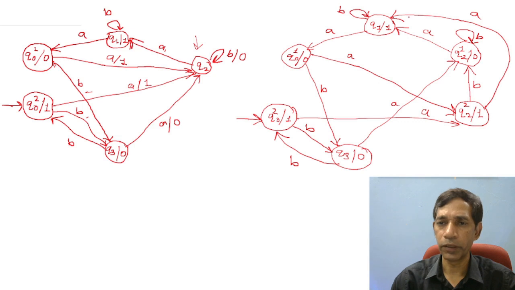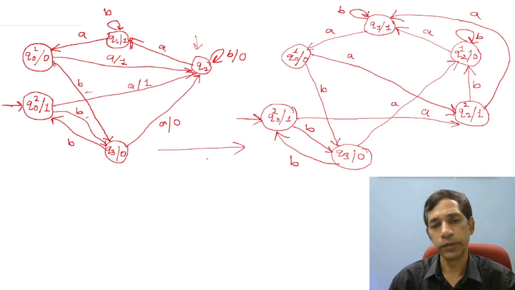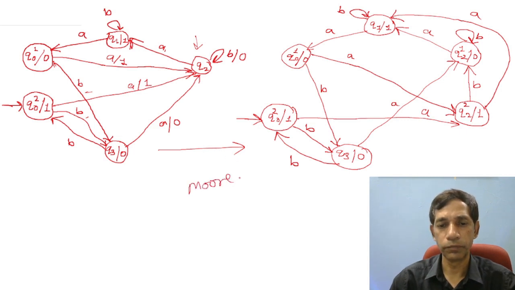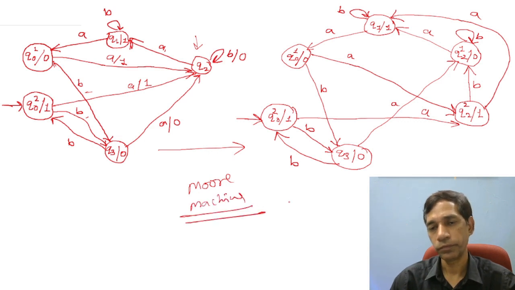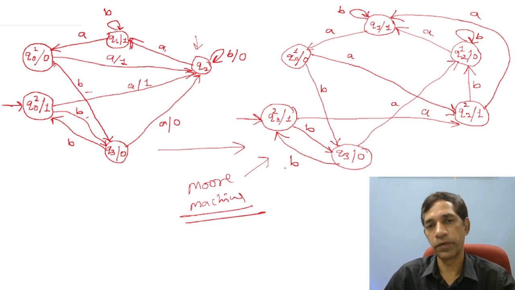We have joined all the outgoing edges, and we have properly maintained the incoming edges for their outputs. Every state we have now considered, and this resulting machine is actually the Mealy machine. We have converted the given Moore machine into the Mealy machine. So this is the conversion process.